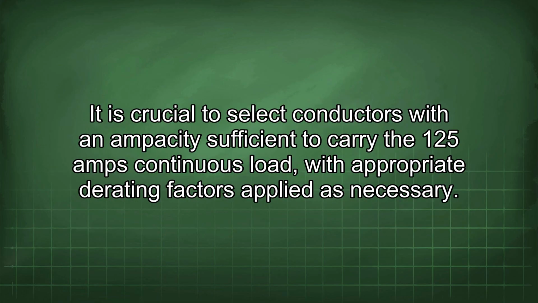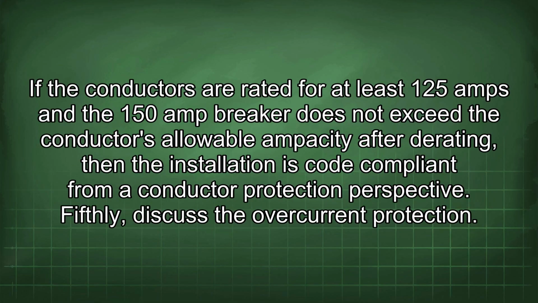It is crucial to select conductors with an ampacity sufficient to carry the 125 amp continuous load, with appropriate derating factors applied as necessary. If the conductors are rated for at least 125 amps and the 150 amp breaker does not exceed the conductor's allowable ampacity after derating, then the installation is code compliant from a conductor protection perspective. Fifthly, discuss the overcurrent protection.